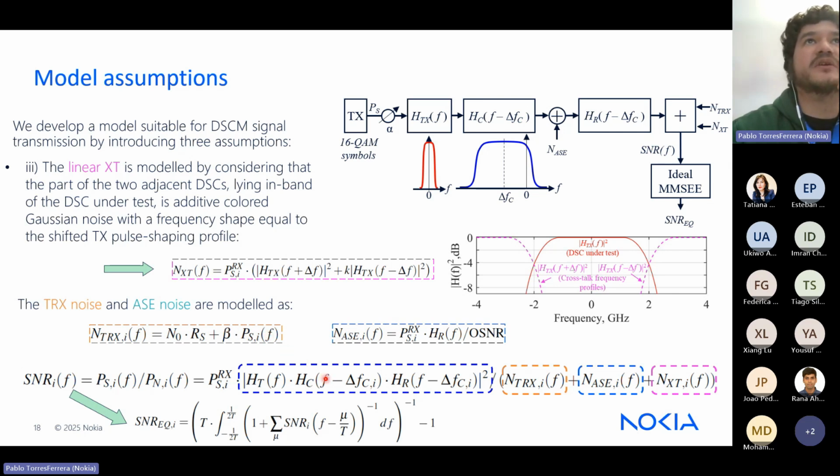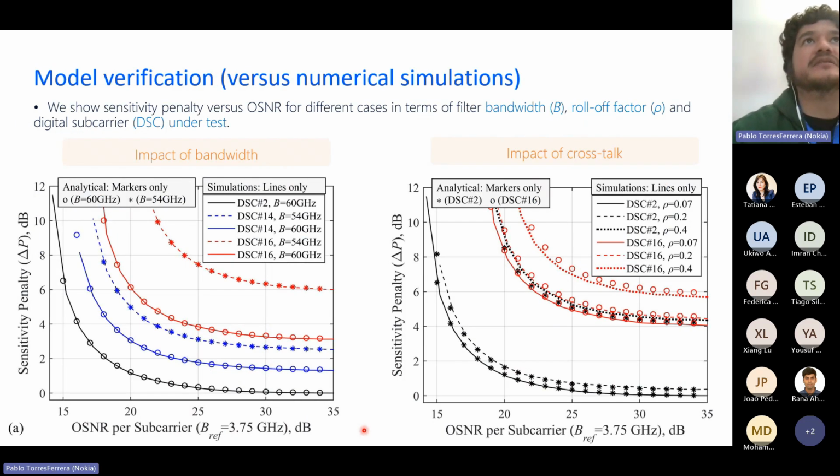Once we put all these elements together, we have this equation describing the SNR as a function of the frequency and also for different subcarriers. And then we translate it into an SNR that can be converted into bit rate by this equation that I showed before.